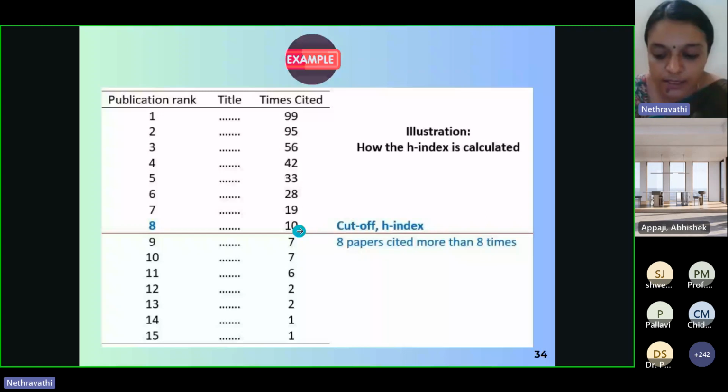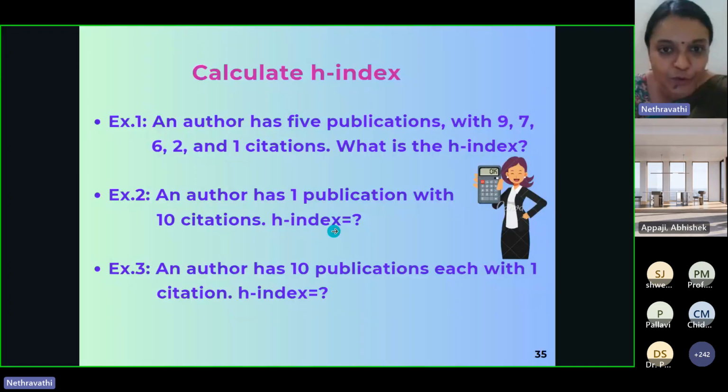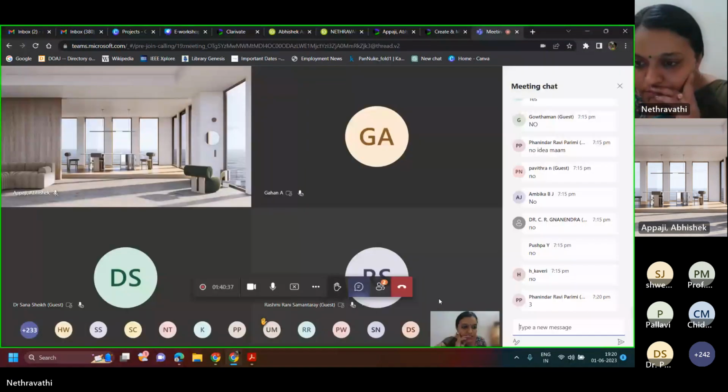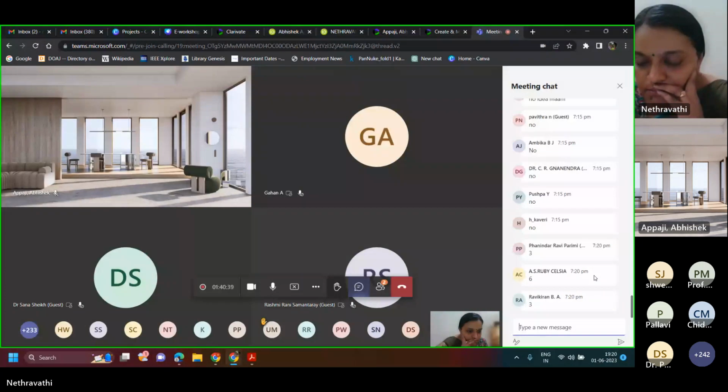And again, here is an exercise for you. Please tell me, put it in the chat. What is the H index? For the first question, an author has 5 publications with 9, 7, 6, 2, 1 citations. So what is the H index? Can you tell me what will be the H index? I'll go back to the meeting and see the chat.